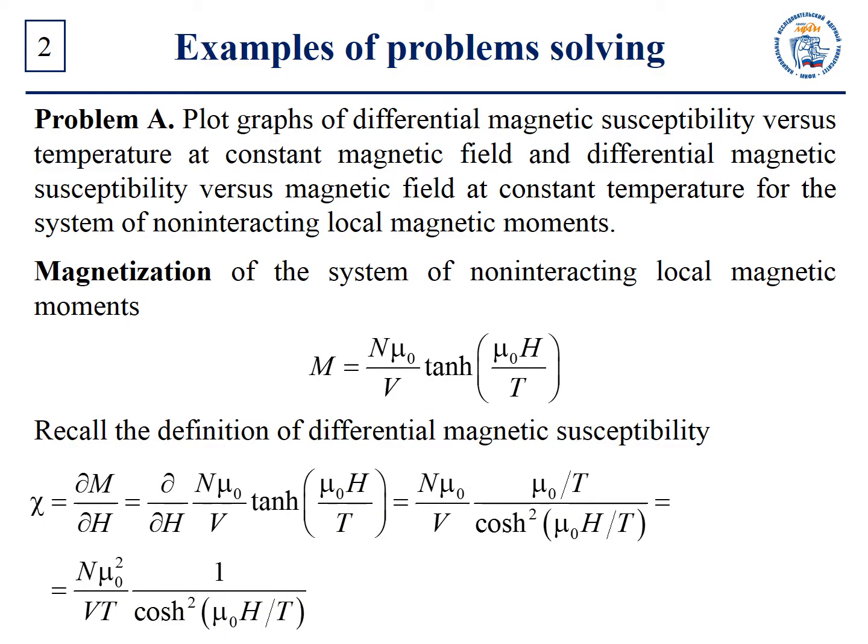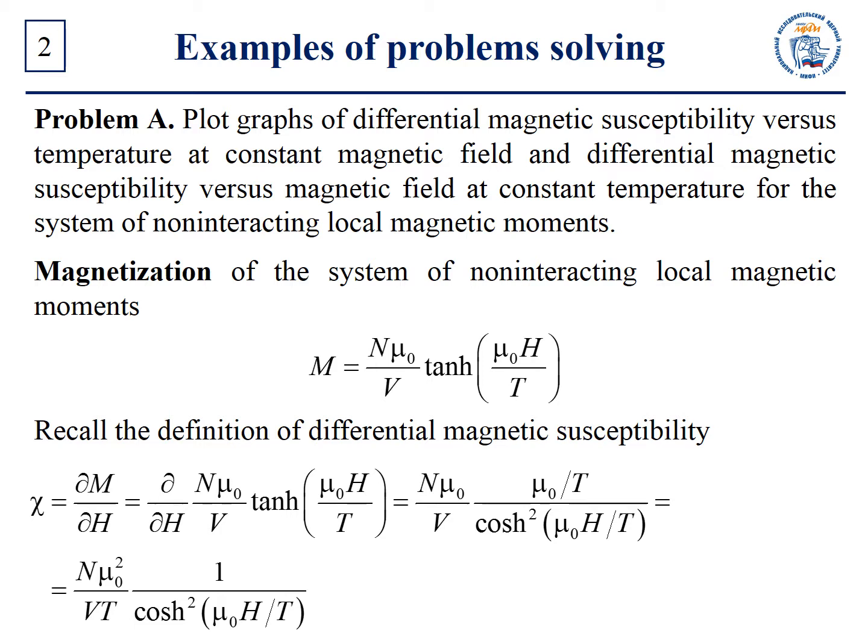Well, let us try to solve the first problem. Our goal is to plot the two graphs of differential magnetic susceptibility versus temperature at constant magnetic field and differential magnetic susceptibility versus magnetic field at constant temperature for the system of non-interacting local magnetic moments.